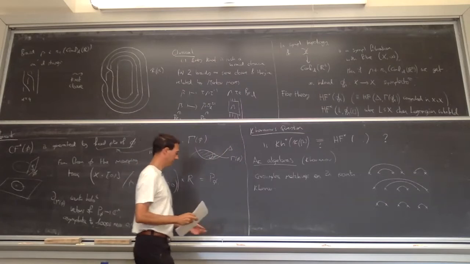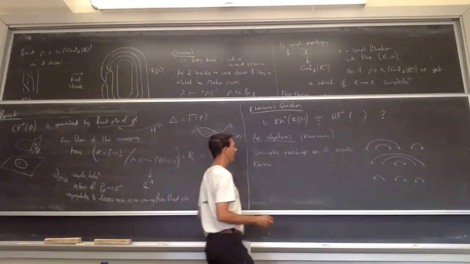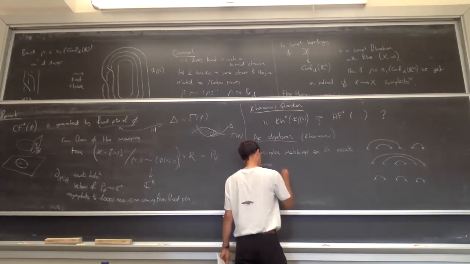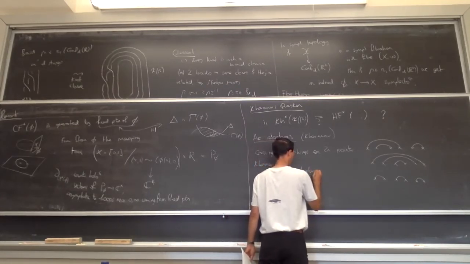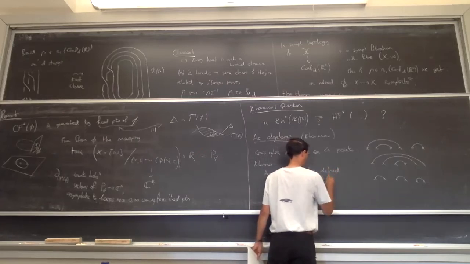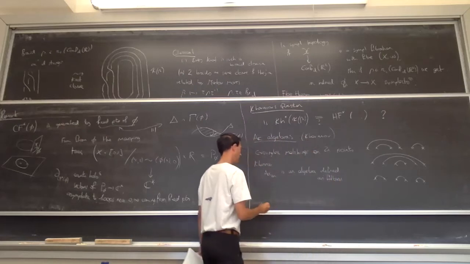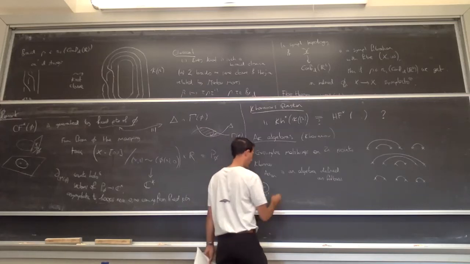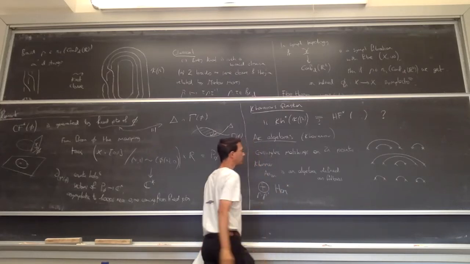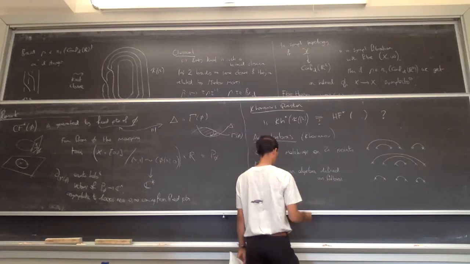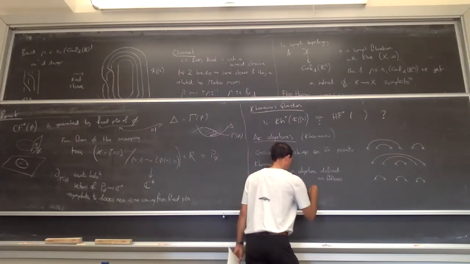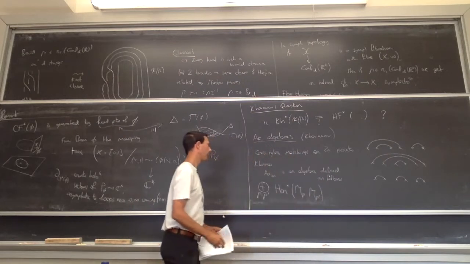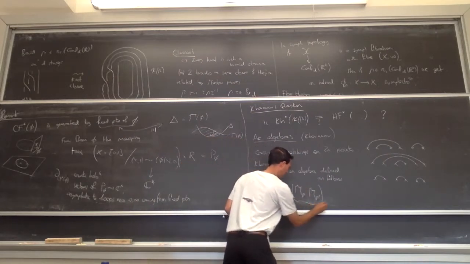Khovanov defines an algebra, the arc algebra on n or 2n strings, so it's going to be a direct sum over pairs of crossingless matchings P and P prime of some sort of graded morphism group between the crossingless matching associated to P and the crossingless matching associated to P prime. And what is this thing for a particular pair of matchings?